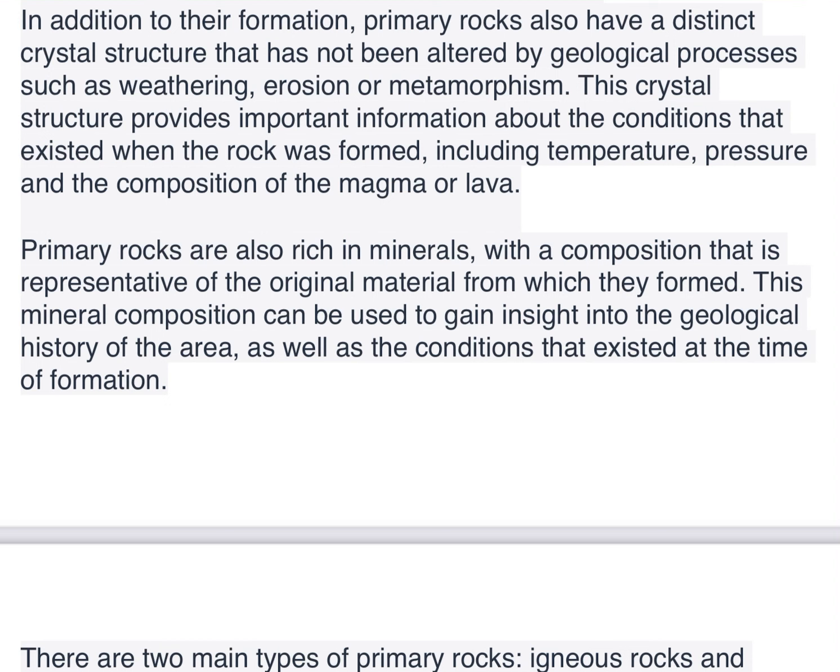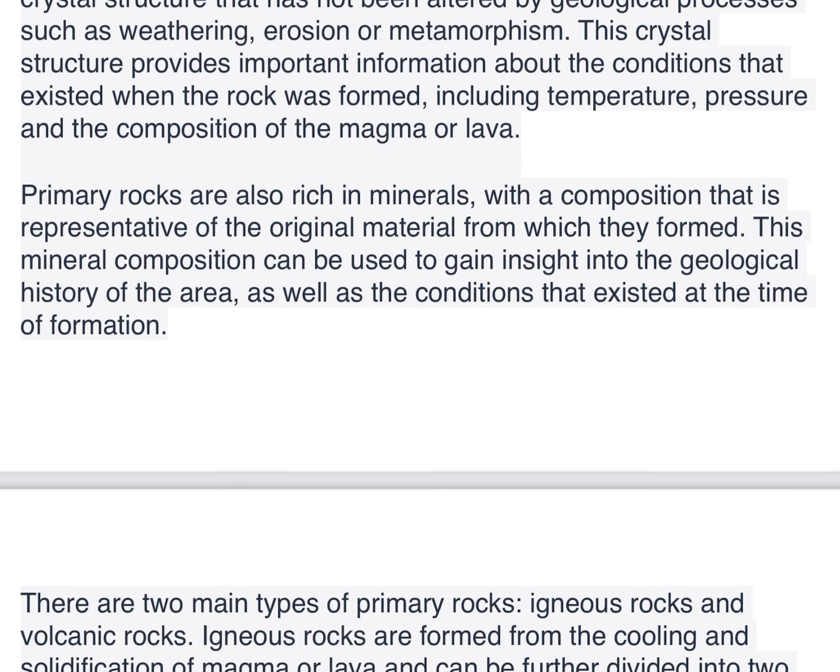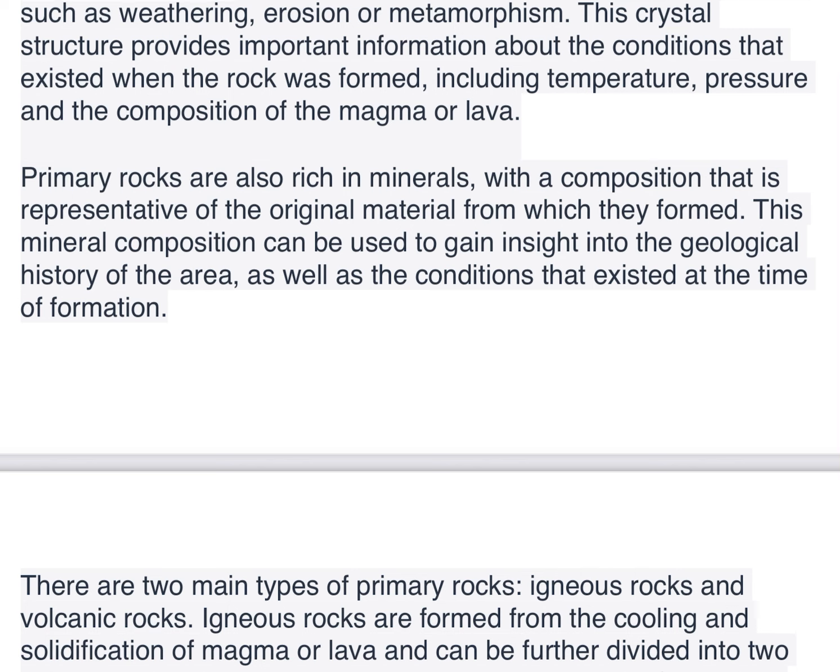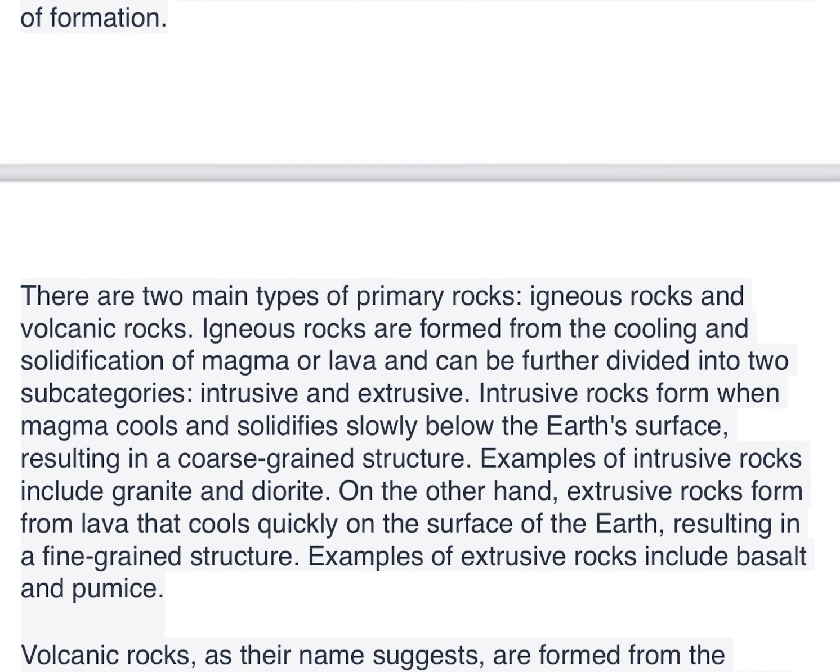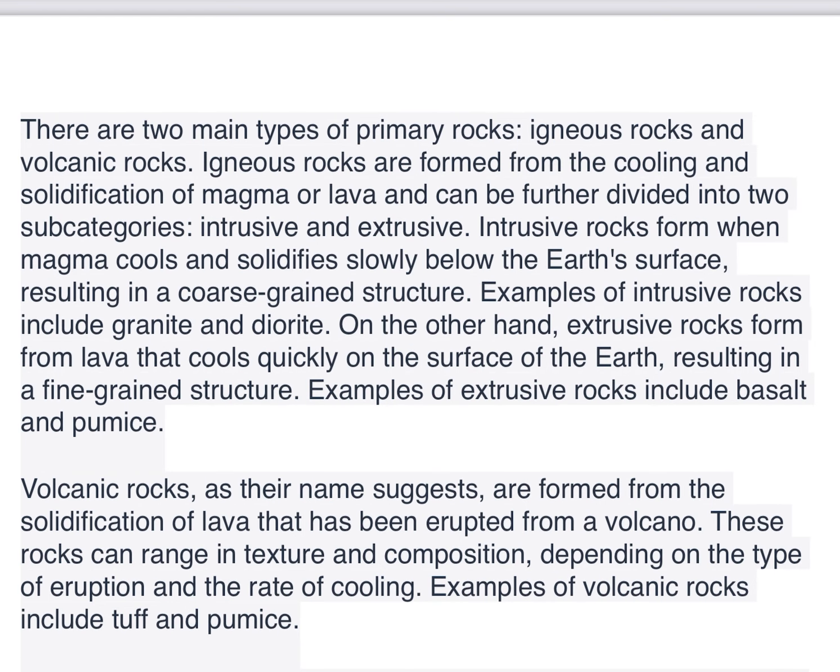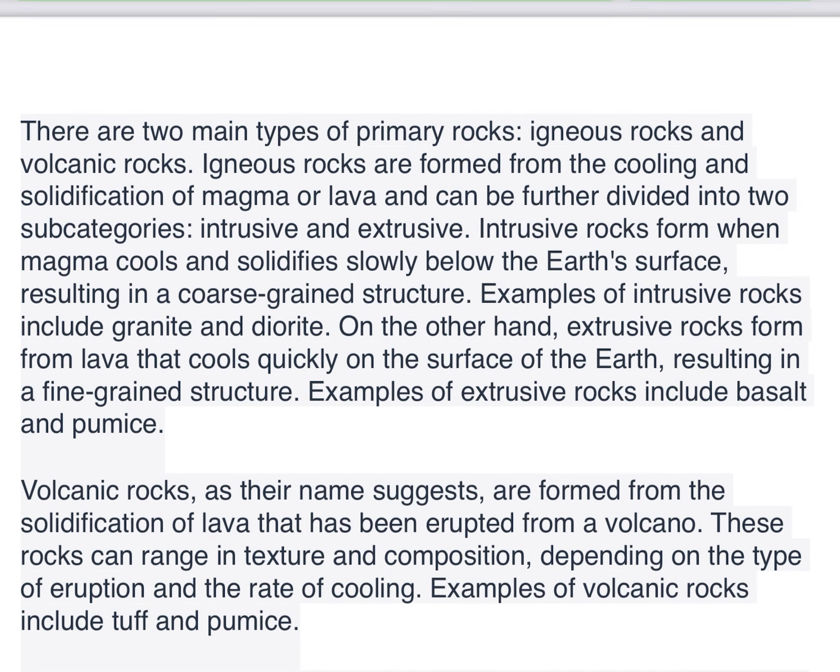Primary rocks are also rich in minerals, with a composition that is representative of the original material from which they formed. This mineral composition can be used to gain insight into the geological history of the area, as well as the conditions that existed at the time of formation. There are two main types of primary rocks: igneous rocks and volcanic rocks.